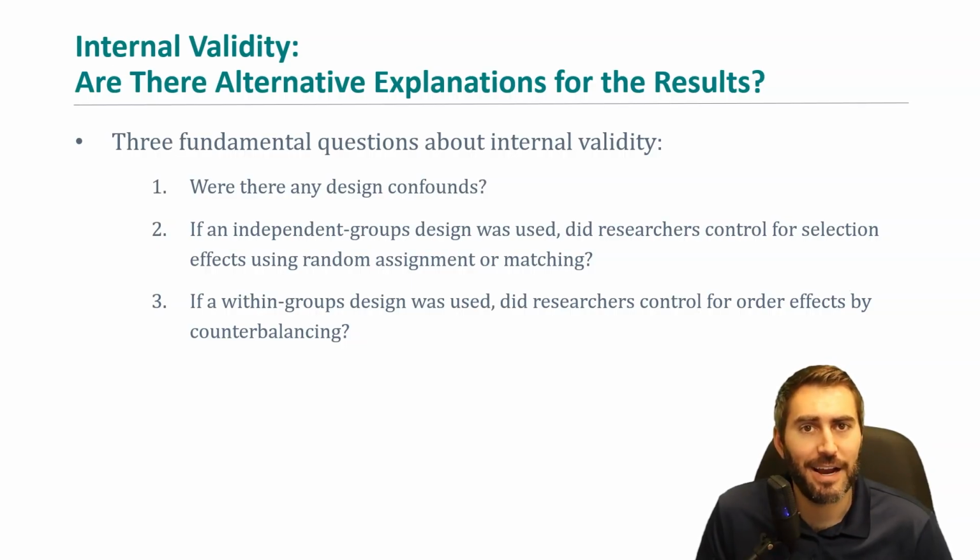Were there any design confounds? Did the researchers keep everything else perfectly constant so an outside variable didn't accidentally covary along with the intended independent variable? If an independent group's design was used, did researchers control for selection effects using random assignment or matching? If a within groups design was used, did researchers control for order effects by counterbalancing? If a study satisfies those three questions, well, then it can make a solid causal claim.